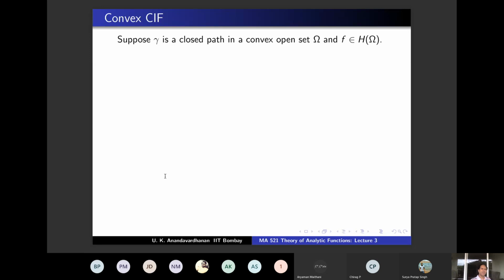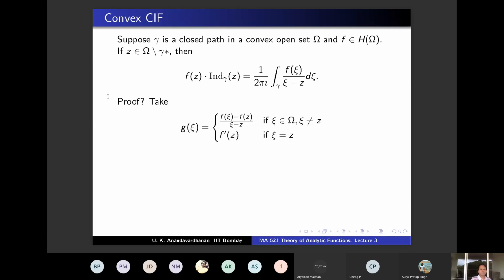I'll just take one extra minute. On a convex set, the Cauchy integral formula is now a triviality. It's a corollary to this, because this is what you have to show. This is the Cauchy integral formula: f(z) times the winding number is nothing but 1 by 2 pi i times the integral over gamma of f(psi) d psi by (psi minus z). And this follows. The proof is one line. You just consider this function.